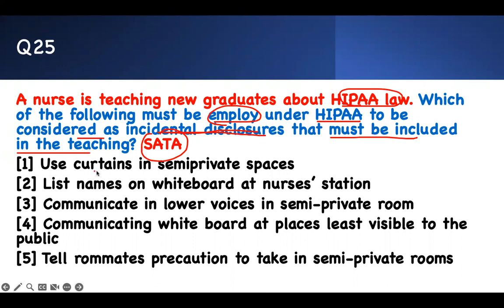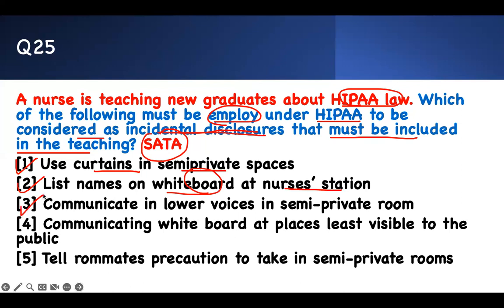If you use a curtain and the roommate hears it, you are good. Use curtain in semi-private spaces. Yes. List names on the whiteboard at the nurse station. That means nobody can see it. It's between the nurses themselves. The public cannot see it. That's good. Communicate in a lower voice in a semi-private room. Yeah, I can't block the other roommate here. I'll speak in a lower voice. If you hear me at all, that's fine. I'm still not violating the patient.